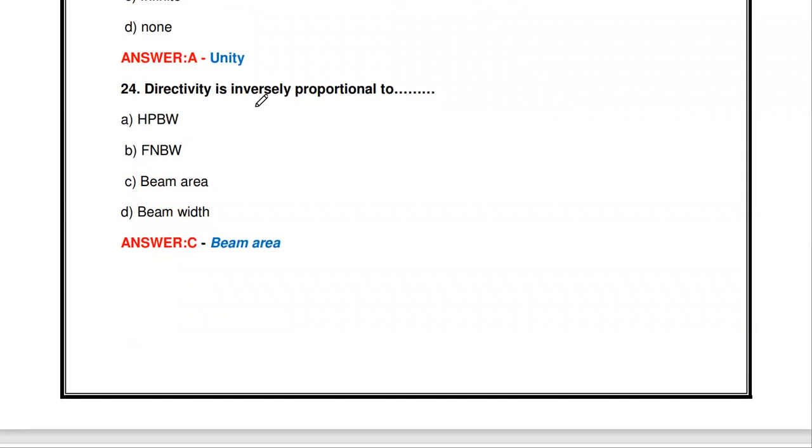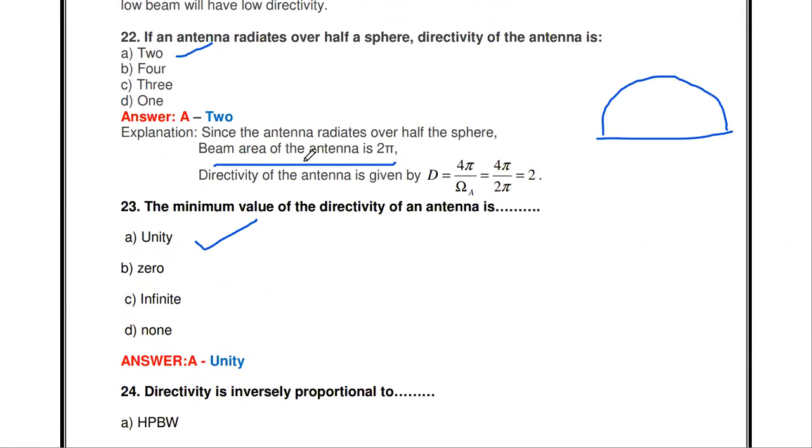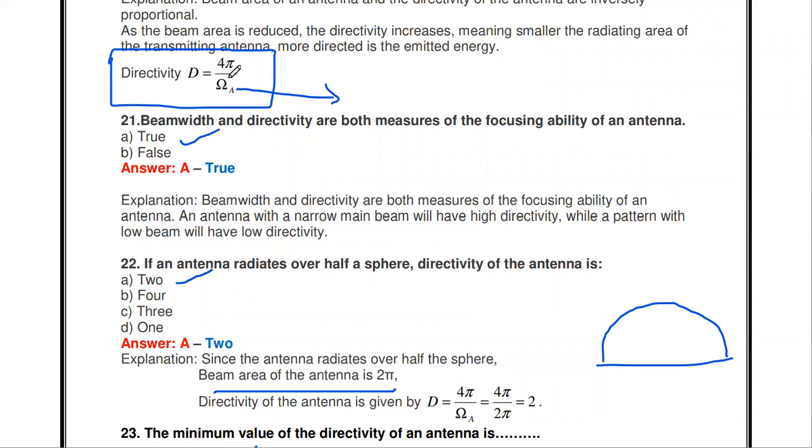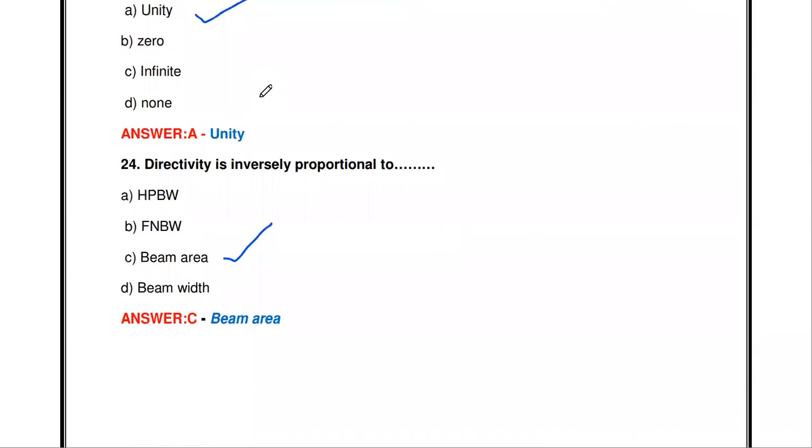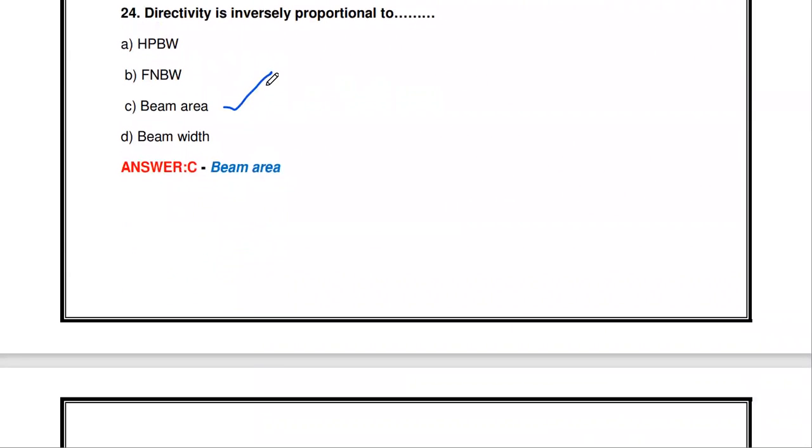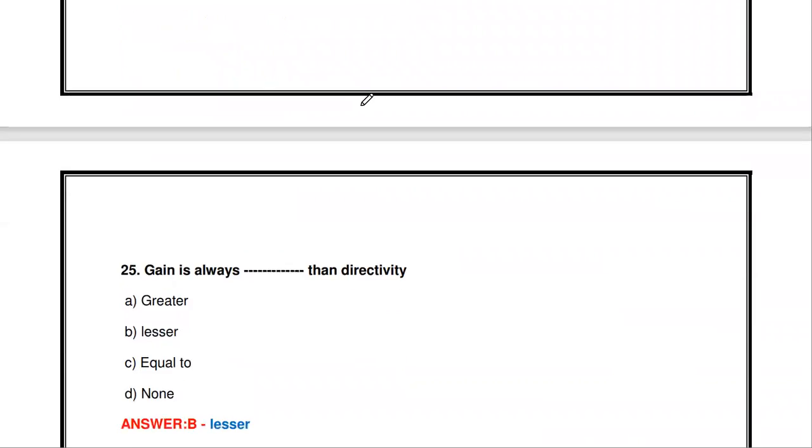Next question. The directivity is inversely proportional to half power beam width, between the first null, beam area, and beam width? Beam area. Okay, so the directivity and the beam area are inversely proportional according to this relation, D equal to 4 pi by omega A. This is the beam area. So the beam area and the directivity are inversely proportional.